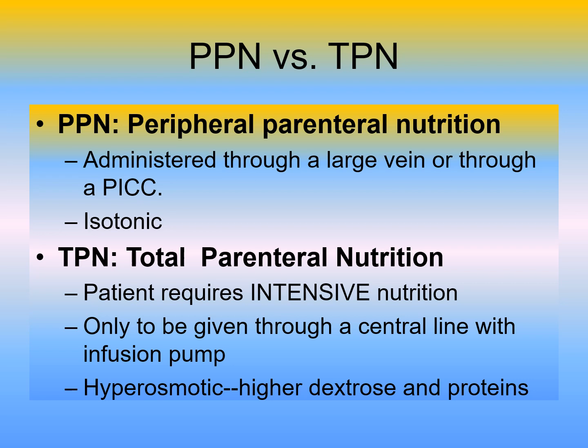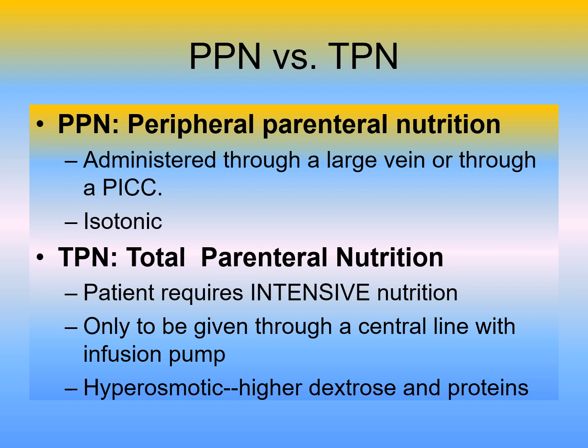So it has less osmolarity than total parenteral nutrition. So PPN, again, can be delivered through a big vein distally or through a PICC line. So it's more isotonic, but TPN is hypertonic. And so they have to be administered through an infusion pump.